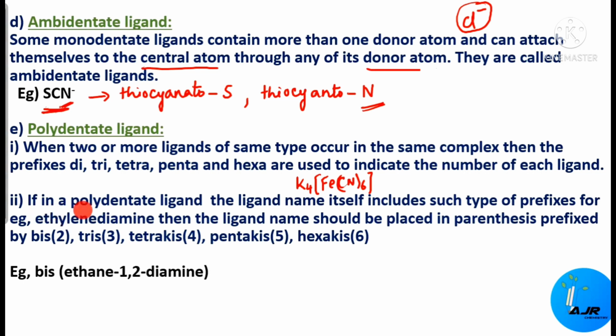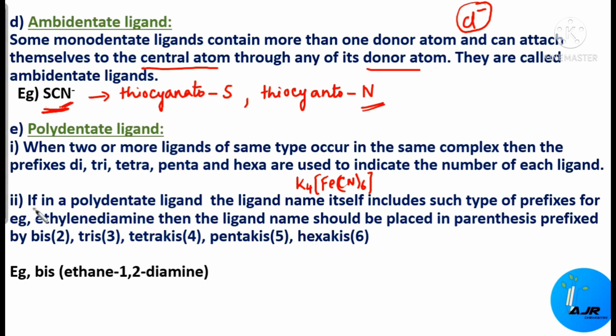In the case of a polydentate ligand, what will be a polydentate ligand? One in which two or more donor atoms will be there. If in a polydentate ligand, the ligand name itself includes such prefixes like di or tri or tetra or penta, for example ethylene diamine, this is a polydentate ligand. In this ligand itself, the prefix di is there. In this case, the ligand name should be placed in parenthesis.